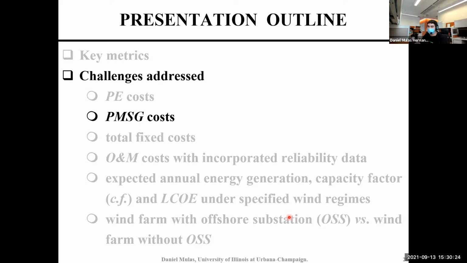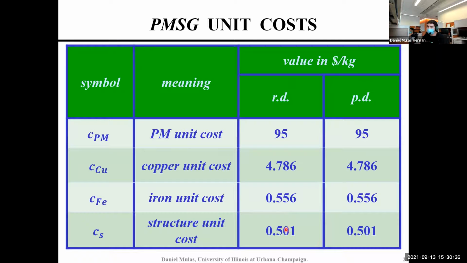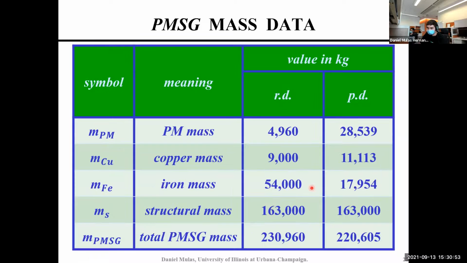Then moving on to the PMSG costs. Here in this slide, I wanted to show that we use the same unit costs for each of the materials of the generator, the same costs that appear in the NREL paper, for the reference design and the proposed design in order to make a fair comparison. And I wanted to remark that the permanent magnet unit cost is in another order in comparison with the rest, just to point that out.